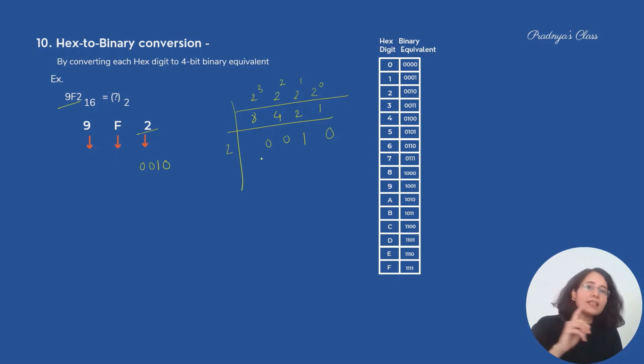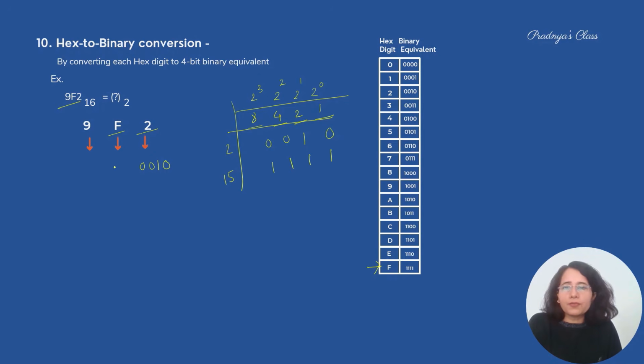Keep in mind in hexadecimal number system we have to consider 4 bits. And let's try out for F. The value of F means it is 15. How you will get it 15? It is 8 plus 4 plus 2 plus 1. So all the bits are 1. So the binary equivalent of F is this.